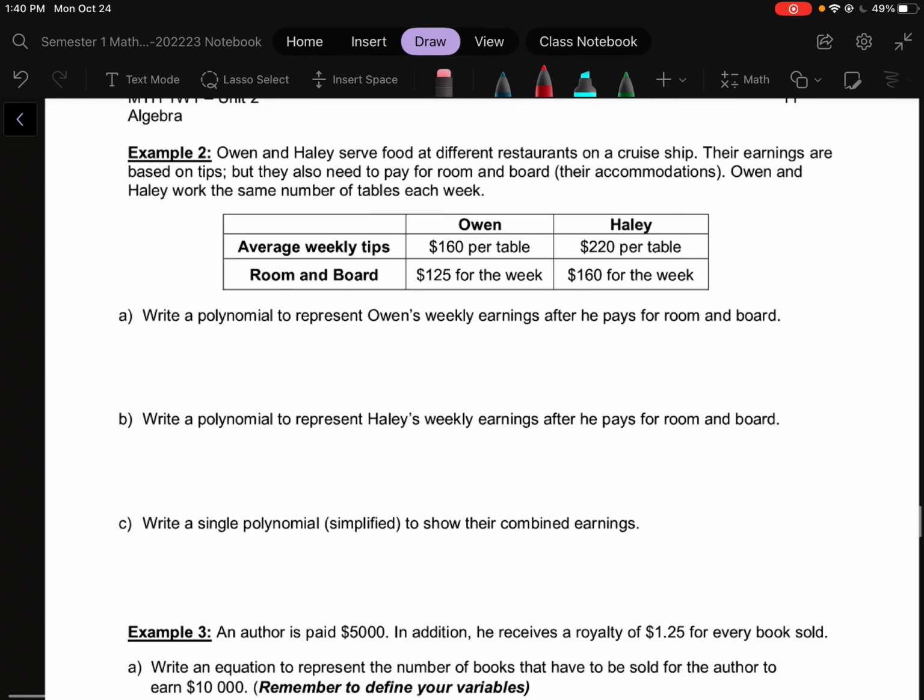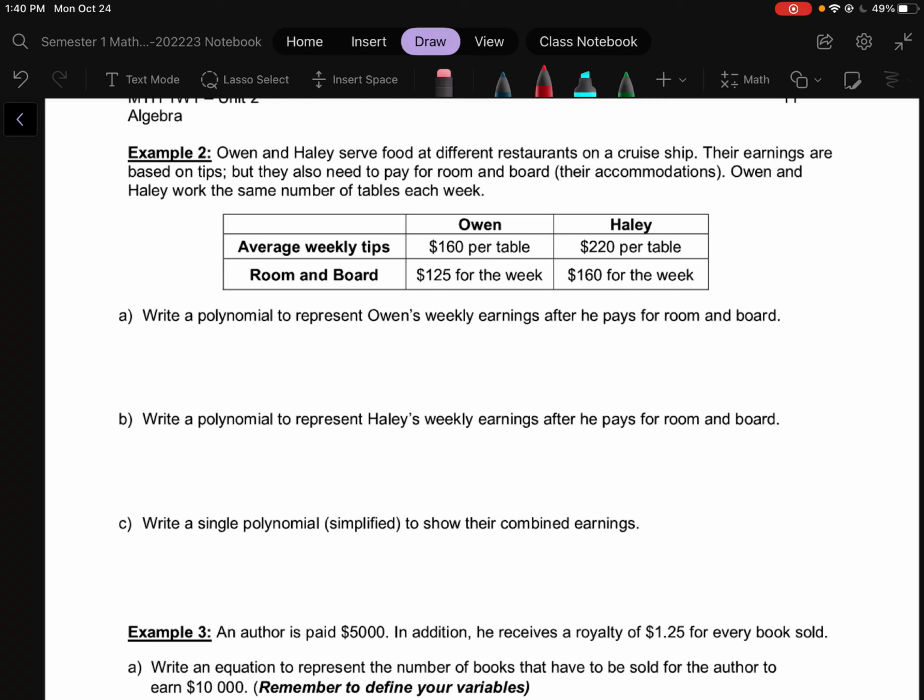So we're going to continue on. This is going to be very valuable lessons that you're always going to use. So Owen and Haley serve food at different restaurants on a cruise ship. Their earnings are based on their tips, but they also need to pay for their room and board. So that means their accommodations. Owen and Haley work the same number of tables each week.